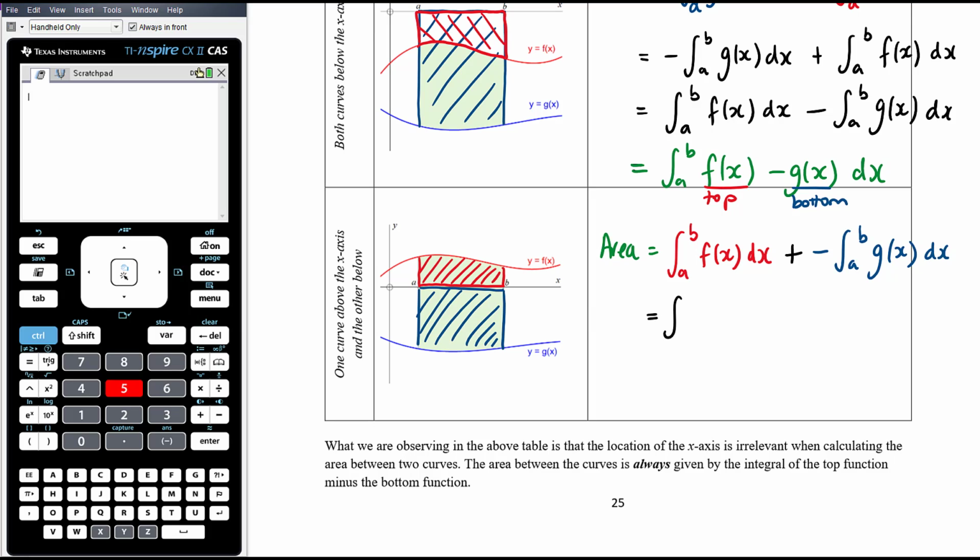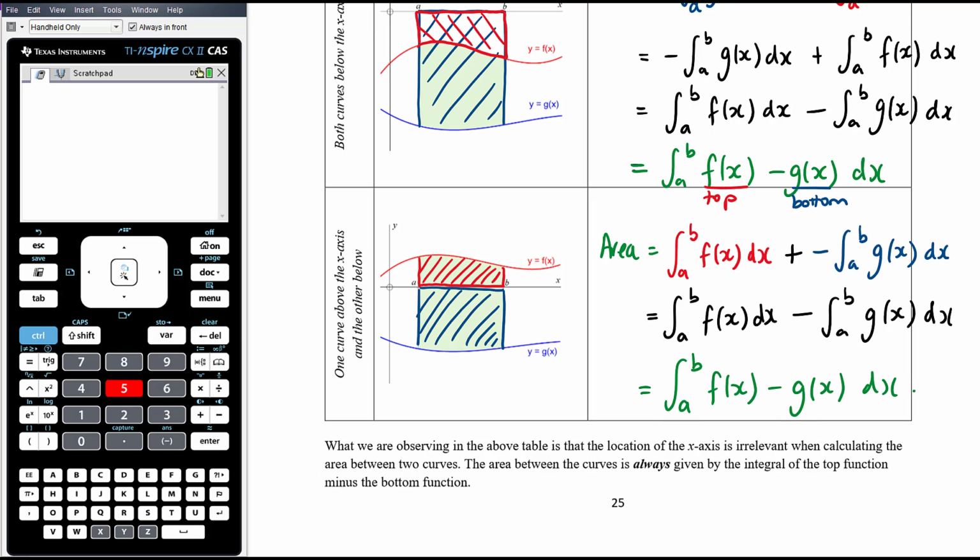Okay, so that is the integral from a to b of f of x dx, plus minus, so minus the integral from a to b of g of x. And once again, we've got integrals with the same limits, and so we can combine those together into the one integral. That is the integral from a to b of f of x, take away g of x with respect to x. So once again, this is the top function minus the bottom function.